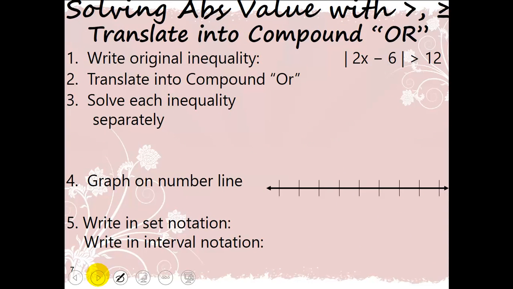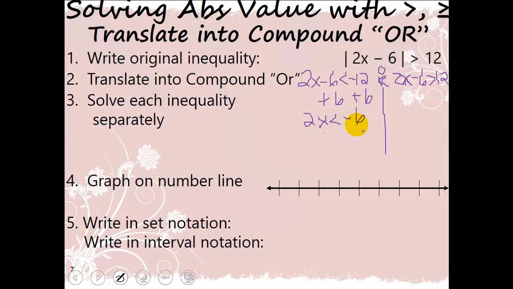So let's translate this into a compound or. We have 2x minus 6 is going to be less than -12, or 2x minus 6 is greater than 12. Okay, let's kind of separate this. I'm going to add 6 to both sides, and I get 2x is less than -6, x is less than -3.